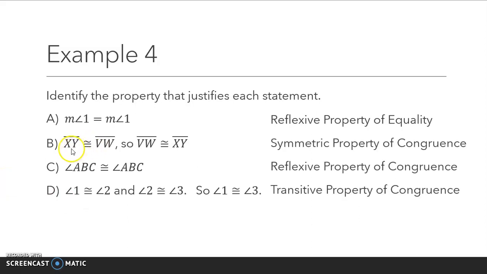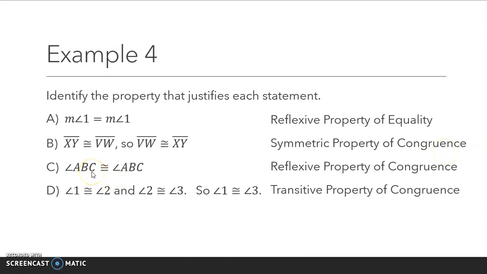Okay, in part B, we see that XY is congruent to VW, and then notice they switched the order. VW is congruent to XY. Now, the one that lets you switch the order from one side of the expression to the other is the symmetric property. And these are congruent symbols, so it's the symmetric property of congruence.